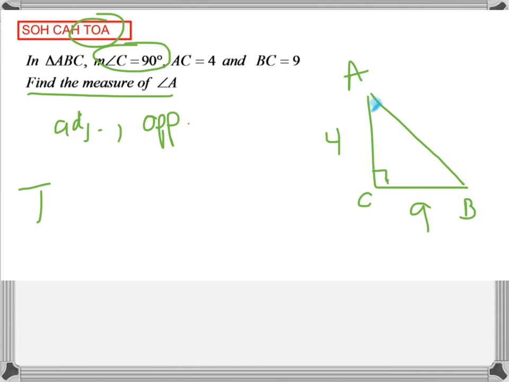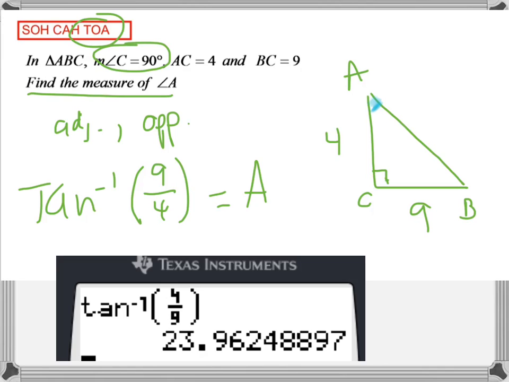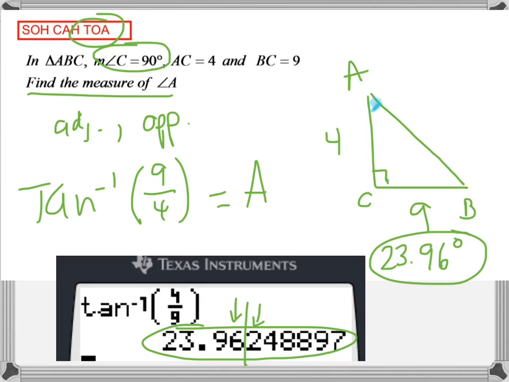So let's use the inverse tan of opposite over adjacent, so it's 9 over 4, and that should be equal to angle A. I calculated that on my calculator, and I get this right here. Let's round to the nearest hundredth. There's a 2 here, so we're going to keep 96 the way that it is. So it's 23.96. And we know the units here, we're talking about degrees. So that's the answer to this question.